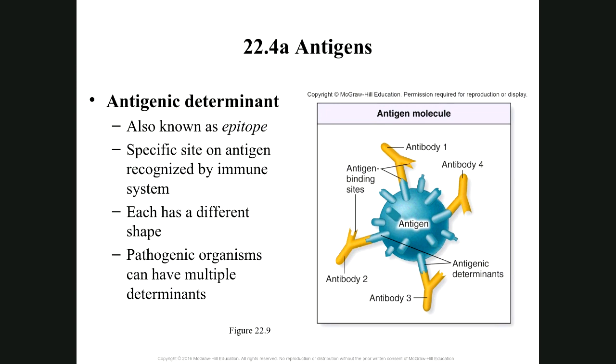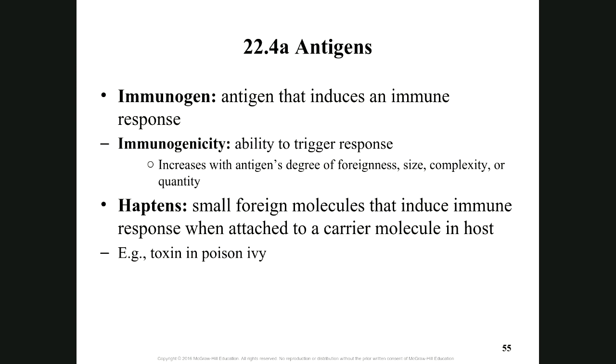An antigen that induces the immune response is more specifically called an immunogen, and its ability to cause an immune response is termed immunogenicity. So immunogenicity is the ability to trigger a response, and it increases with the antigen's degree of foreignness, size, complexity, and quantity.